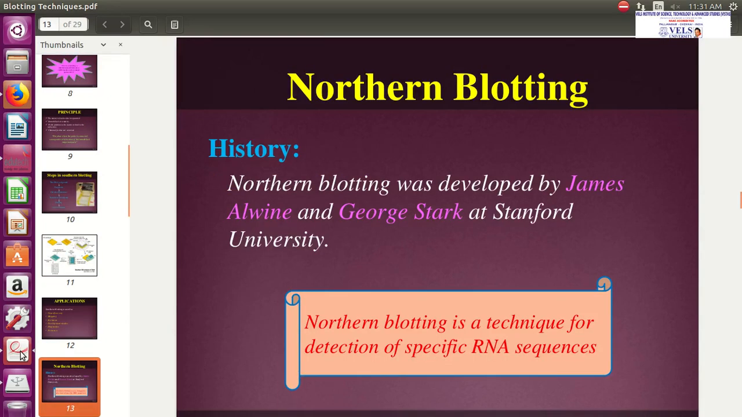Okay. So coming to Northern blotting. Northern blotting was developed by scientists James Alwine and George Stark at Stanford University. Southern blotting was introduced by Sir Edwin Southern in the year 1975. Northern blotting was developed by James Alwine and George Stark at Stanford University. The Northern blotting technique is used to detect RNA, that is, specific RNA sequences.